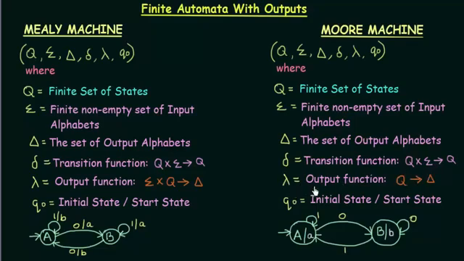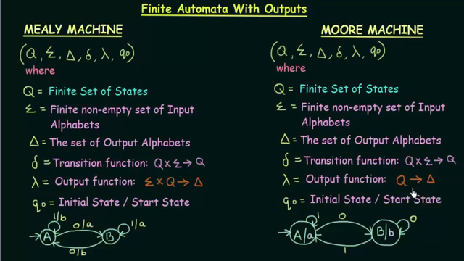And lambda is the output function that is defined by Q to delta, and Q naught is the initial state or the starting state. So we see that the difference between the Mealy machine and the Moore machine is the output function lambda. If you look here, lambda was sigma cross Q to delta, but here lambda is Q to delta.